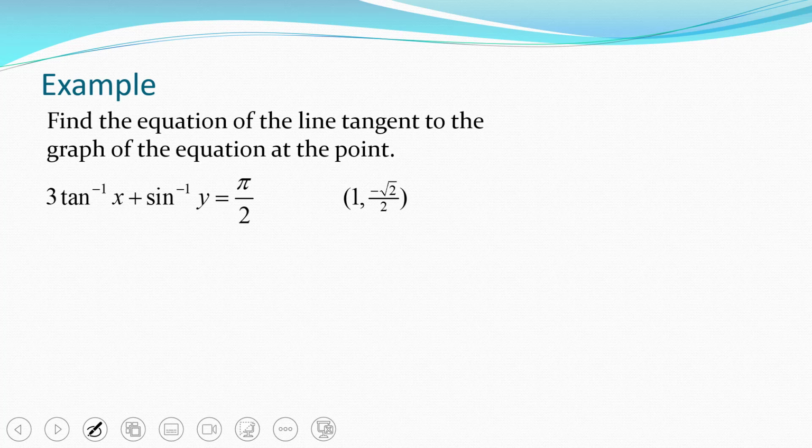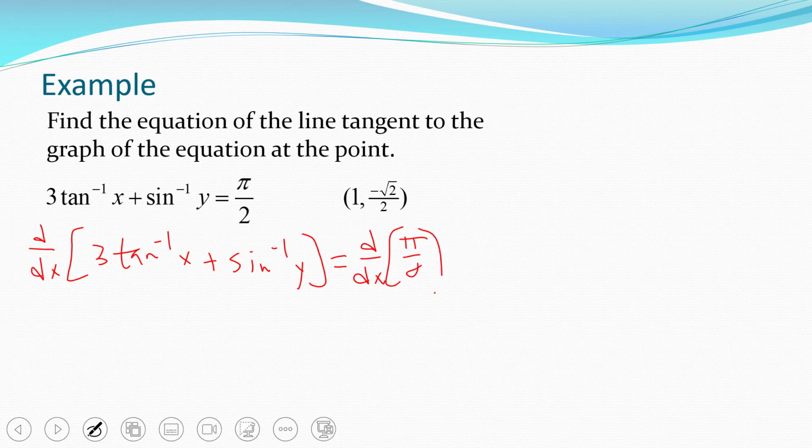To do so, I need to know then what's the derivative of y in terms of x. Notice though that y is not given to you explicitly. Y has not been solved for. I would not solve for y. What I would do is just take the derivative implicitly on both sides. So the derivative in terms of x of 3 inverse tangent of x plus inverse sine of y would then be equal to the derivative in terms of x of pi over 2.